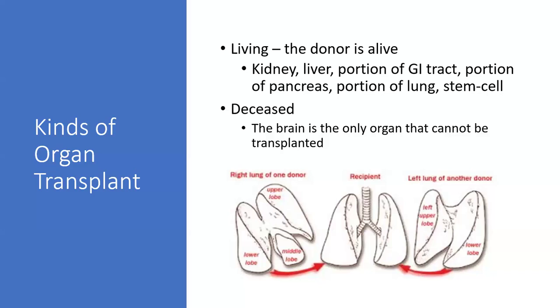So we have different types of ways that we can get organs. The most common that you're going to hear about is the deceased patient. So this is where the organ procurement organizations go out and actually talk to family members about their loved one and make the ask for the organ.